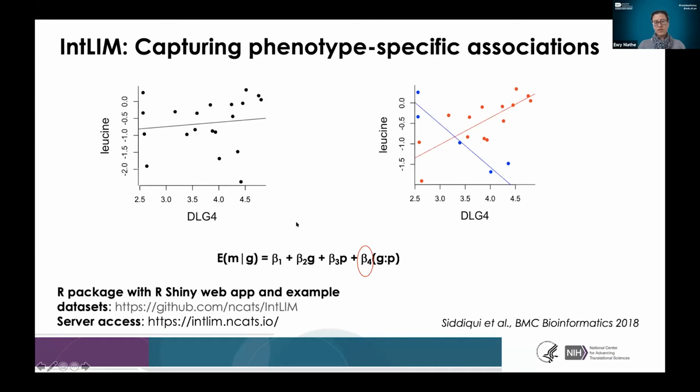And to capture these, we apply a linear modeling approach with an interaction term. And this interaction term basically measures the difference in slopes between these two lines. And so this approach is available as an R package and a Shiny web app that you can run locally, or you can also run it on servers. And we also include some input data for you to try it out. And more recently, we've added the ability to validate the models that come out of this and also include other clinical covariables or relevant meta information.